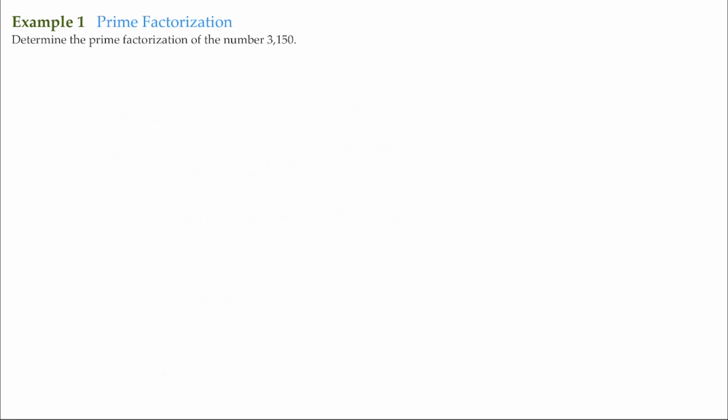So in this example, we're going to be doing prime factorization. It says determine the prime factorization of the number 3150. And we're going to use a factor tree to do that. A factor tree is just a way of branching off from a number to show all the factors of that number. But a couple of things I want to point out here.